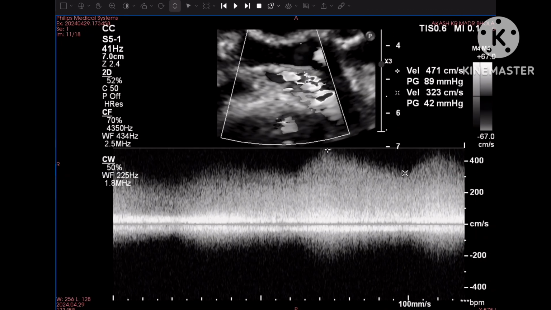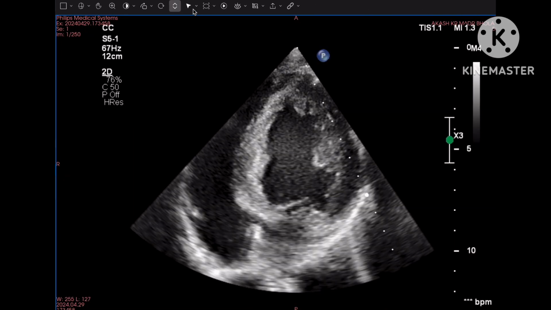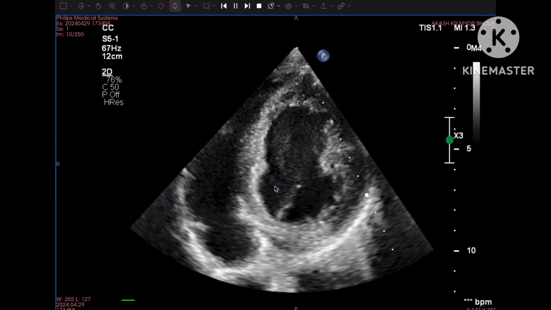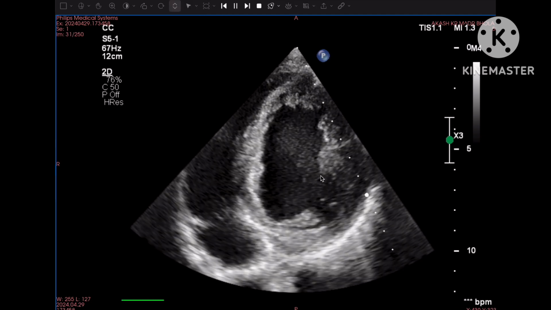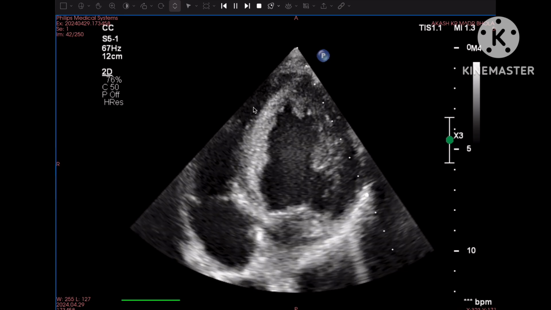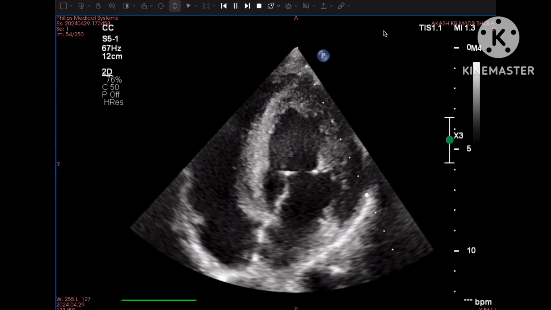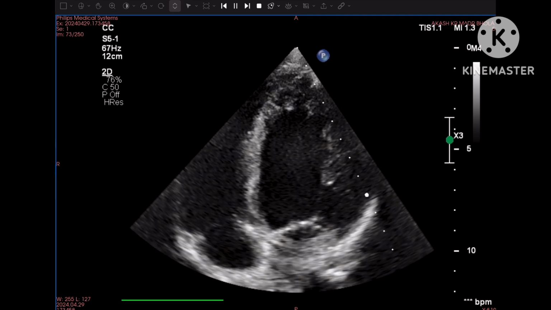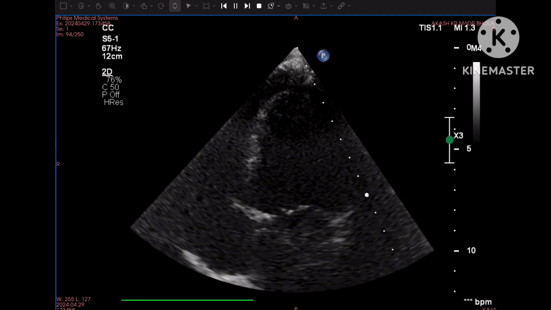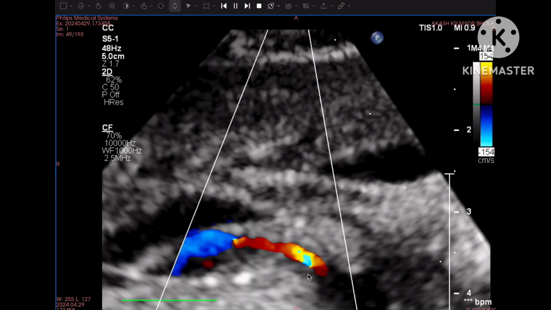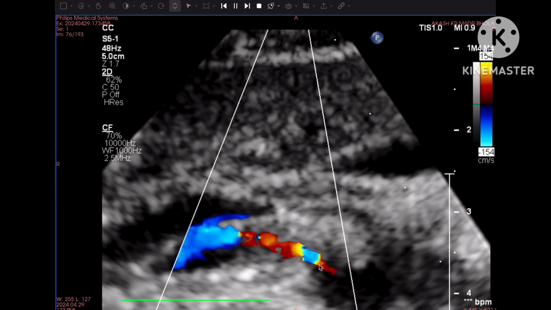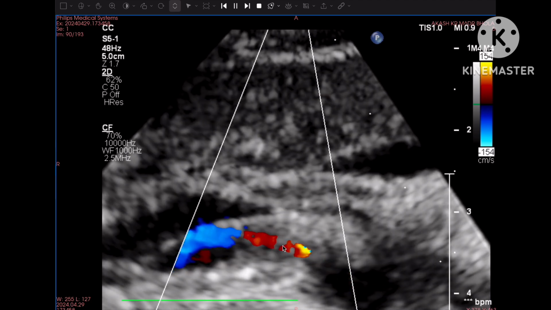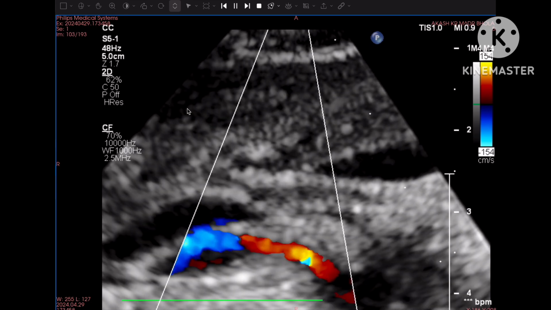In this image you can see all four chambers are prominent in size, or mildly enlarged. LV wall thickness is very significant, and at the same time there is mild global hypokinesia. Again the same thing: this is the aorta, this is the right renal artery. This part is the most stenotic part.